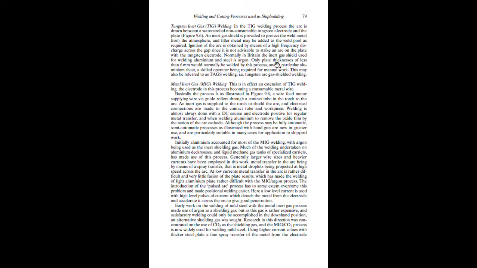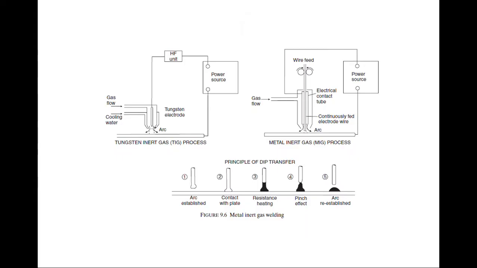Normally in Britain, the inert gas shield used for welding aluminium and steel is argon. Only plate thickness of less than 6 mm would normally be welded by this process, and in particular aluminium sheet, a skilled operator being required. So these are different classifications. It may also be referred to as TAGS welding, that is tungsten arc gas shielded welding. So this process is TAG, and it can also be named TAGS.